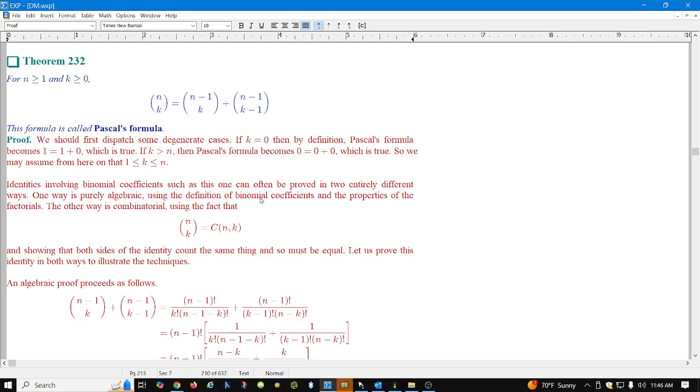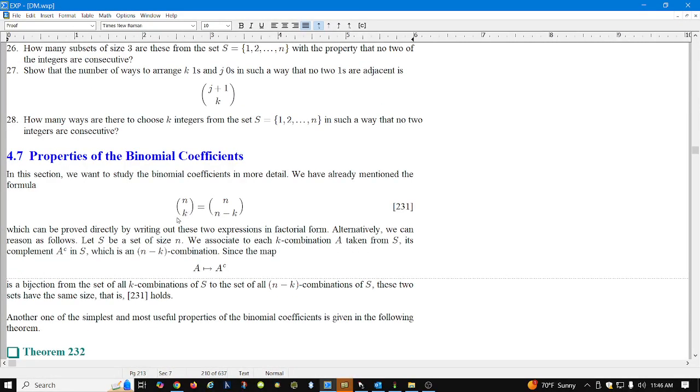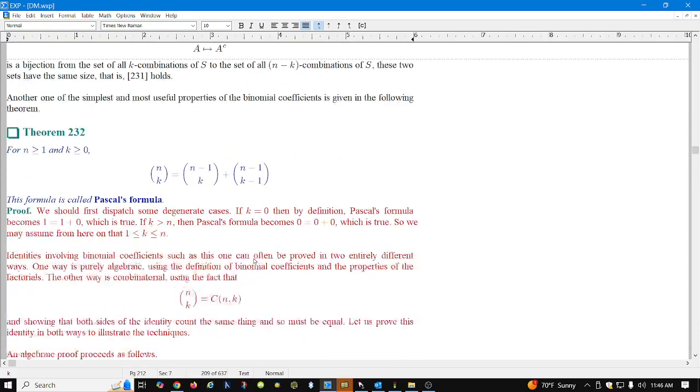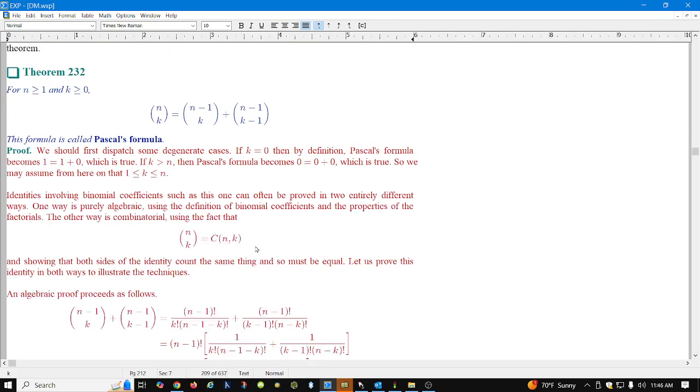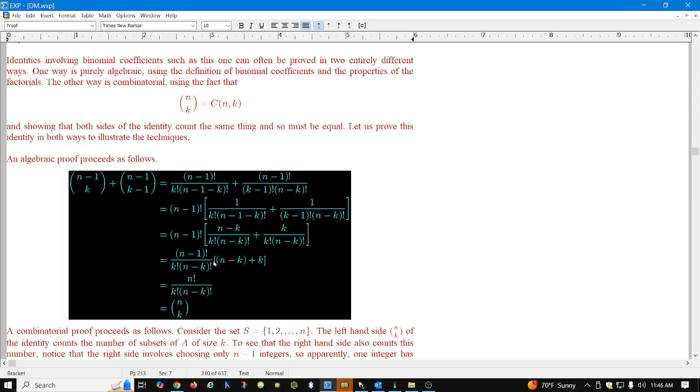Identities involving binomial coefficients, like this one, can often be proved in two entirely different ways, as we've seen with the simple formula. This one here. You can prove this algebraically by writing it in terms of factorials, or we can use a combinatorial proof. And that's the case for most combinatorial identities. The purely algebraic version looks like this.